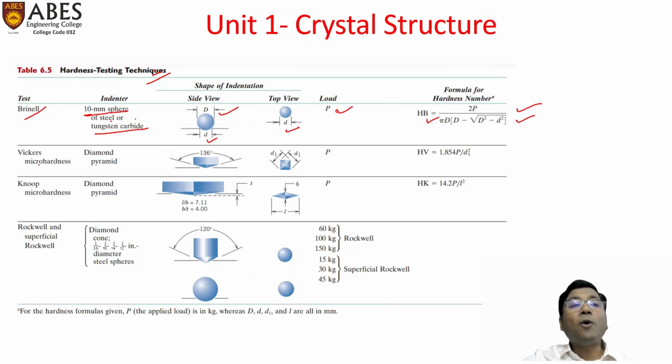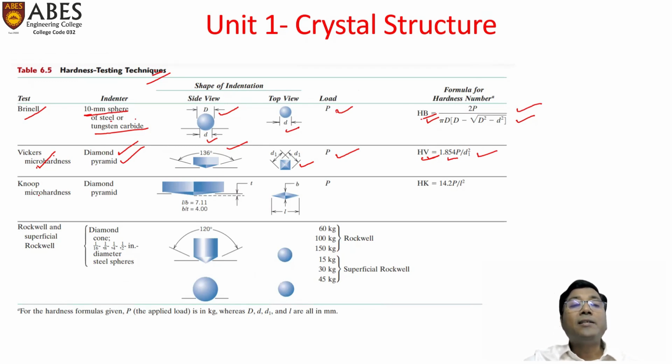For Vickers micro hardness, the Vickers technique is generally used for micro hardness. Here the diamond indenter was pyramidal in shape, which we have already seen, with an included angle of 136 degrees. D1 and D2 are the measurements we have to make for the indentation, and P is the load. Then HV, hardness on the Vickers scale, equals 1.854 P upon d square, which we have already seen in the previous slide.